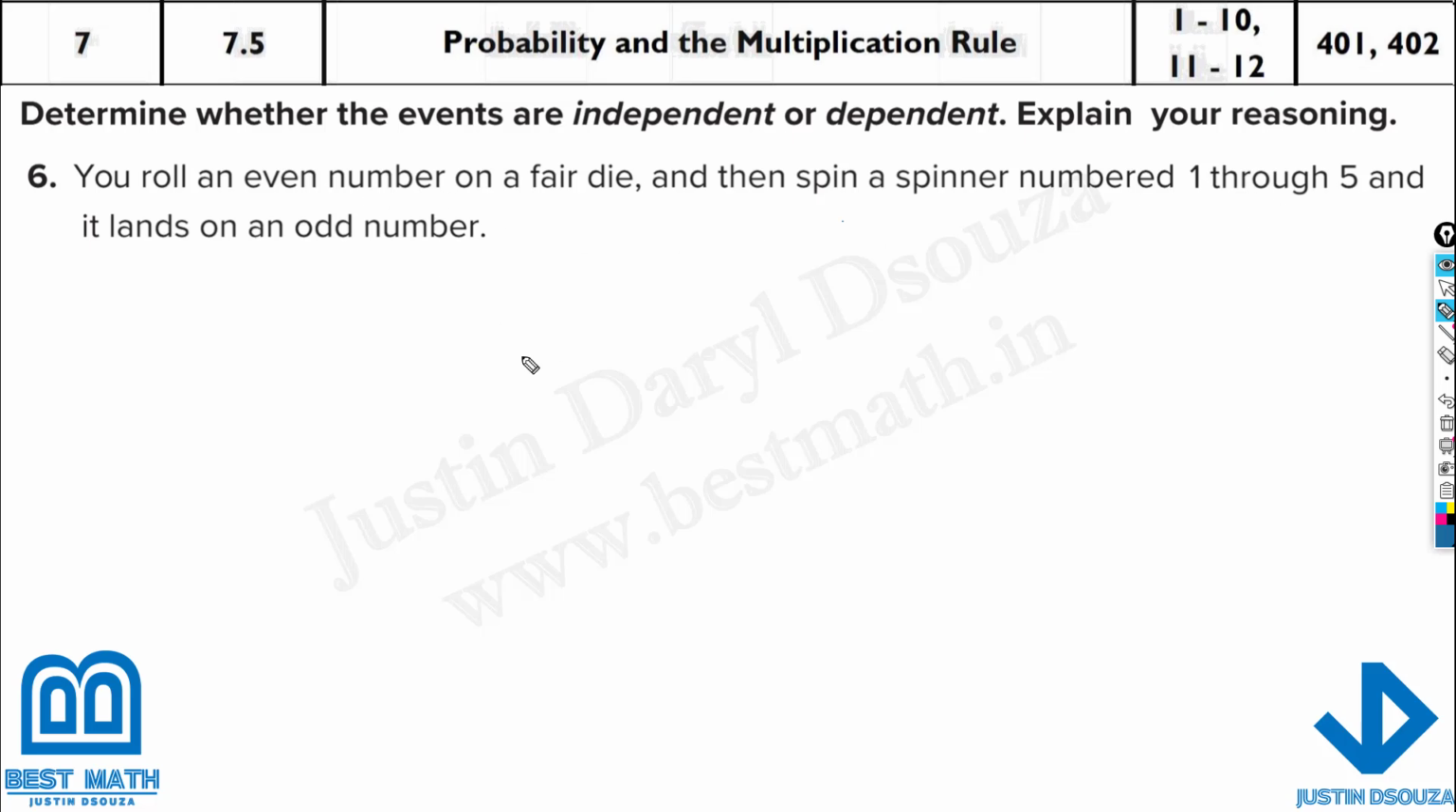You roll an even number on a fair die and then spin a spinner numbered from 1 to 5. So you roll an even number on a fair die. That is 3 by 6, half. And the spinner from 1 to 5 lands on an odd number. See, 1, 2, 3, 4, 5. Odd numbers are 1, 3, and 5. There are 3 possibilities out of 5. So just multiply these both, and you get the answer.